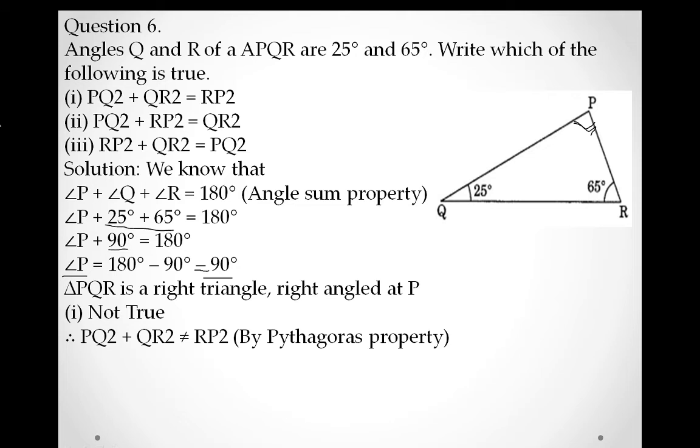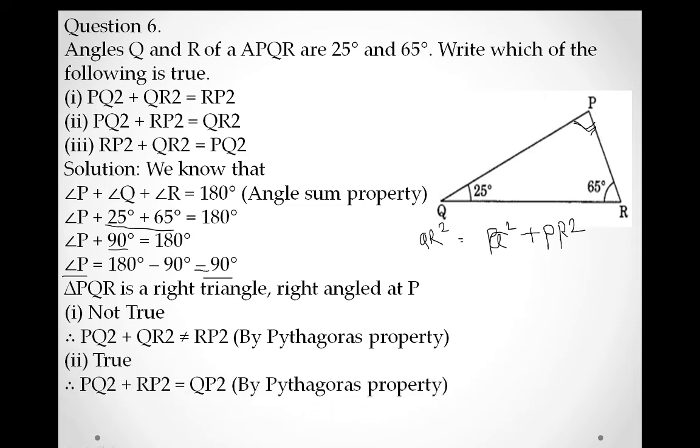So what does the Pythagoras property say? Hypotenuse square, that means QR square is equal to the squares of the other two sides. That means PQ square plus PR square. Okay, so which one will be the correct? Yes, the second one will be the correct.